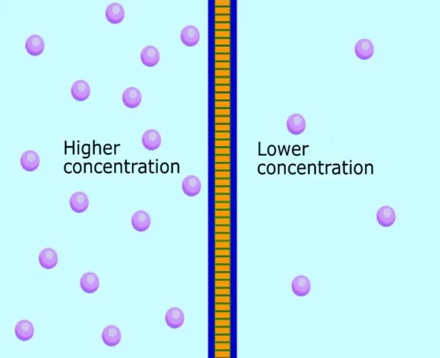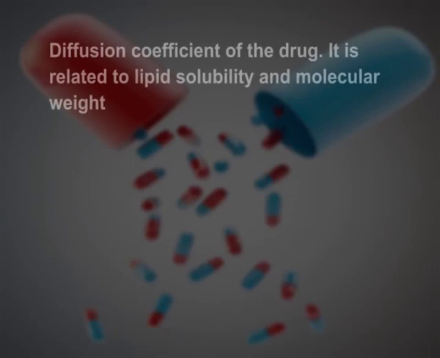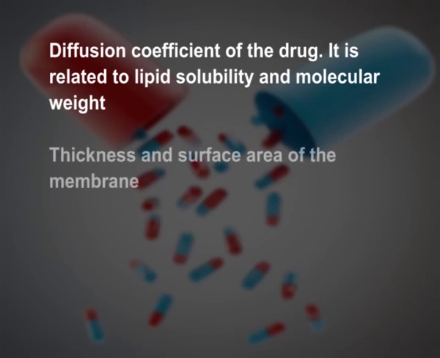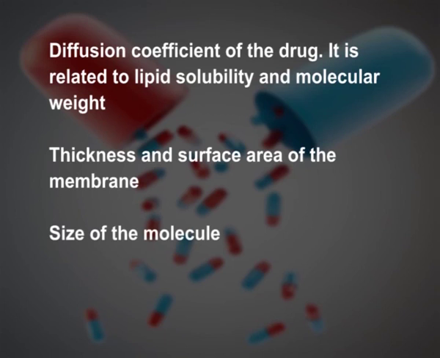Passive diffusion. It is a major process of absorption of more than 90% of the drugs. Diffusion follows Fick's law, that is, the drug molecules diffuse from a region of higher concentration to a region of lower concentration till the equilibrium is attained. Rate of diffusion is directly proportional to the concentration gradient across the membrane. Various factors affect the passive diffusion like diffusion coefficient of the drug. It is related to the lipid solubility and molecular weight. Second, thickness and surface area of the membrane. Third one is size of the molecule.